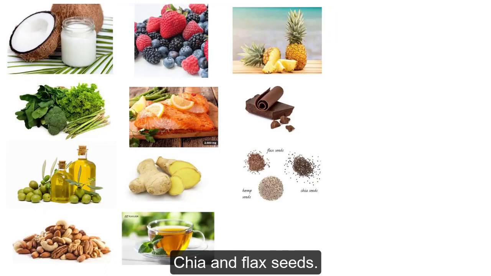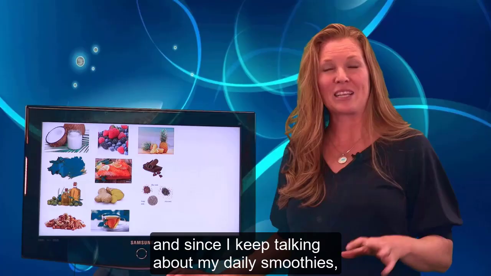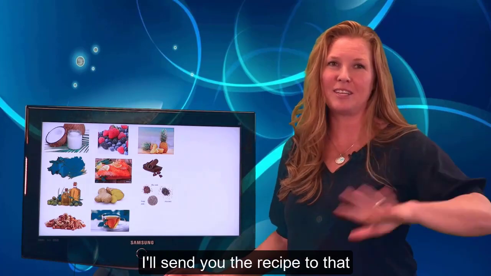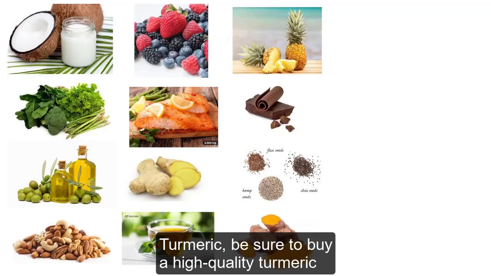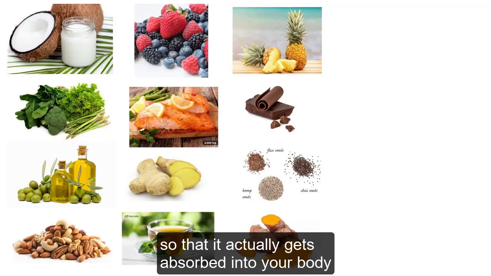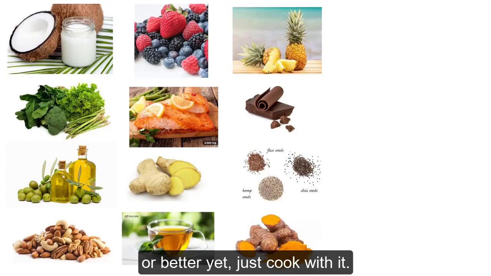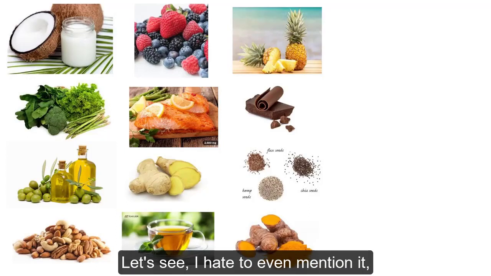Chia and flax seeds. Again, these go great with my smoothies. And since I keep talking about my daily smoothies, I'll send you the recipe to that in the follow-up email as well. Turmeric. Be sure to buy a high quality turmeric and one with bioperine so that it actually gets absorbed into your body, or better yet, just cook with it. It is delicious.